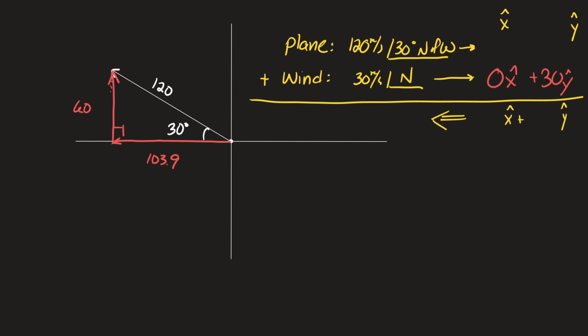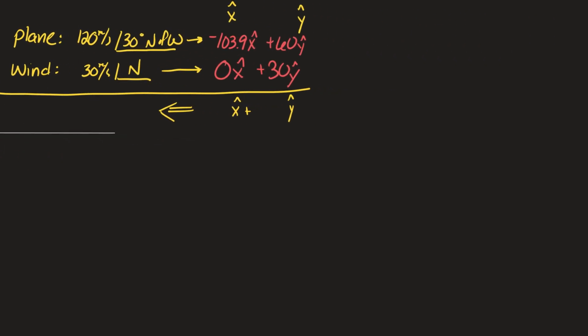We have to turn that into rectangular components. 103.9 is in the negative direction, so 103.9 in the negative x direction. And that 60, that's in the positive y direction. Everybody good? All right, we are done with that picture now. We go on to step 2, which is add our vectors together. So 103.9 plus 0, negative 103.9 in the x direction. 60 and 30, 90.